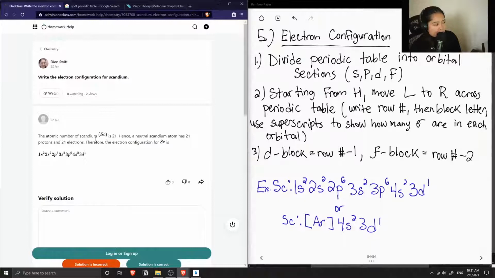Okay, so the junior tutor said that the atomic number of scandium is 21, so it has 21 protons and 21 electrons if it is neutral. And they have the correct electron configuration. So this solution is correct.